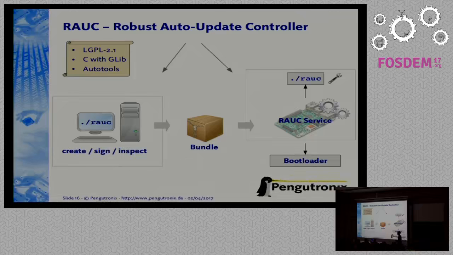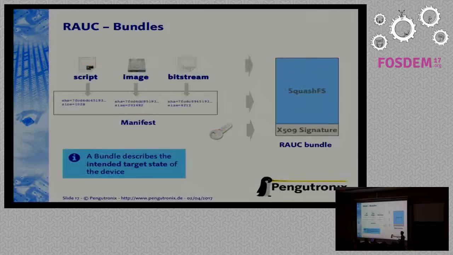Here's a short overview of how bundles look. You have your images and bit streams, for example, that you want to install. Some information is extracted and put in the manifest for verification. And this is all packed together in a SquashFS. We have used SquashFS as it provides good compression and as it is mountable, so you don't have to unpack data and thus save storage capacity.